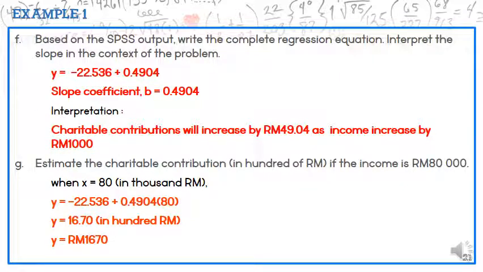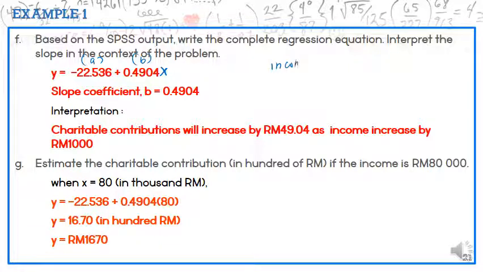Based on the SPSS output, write the complete regression equation. Interpret the slope in the context of the problem. Okay. So, again, dekat sini dia ada explain rupanya. Okay. So, Y sama dengan negatif 22.536. This is A. Plus 0.4904. This is B. And ada X kat sini tertinggal. So, the slope coefficient is 0.4904. So, your interpretation. Tadi saya bagi contoh.